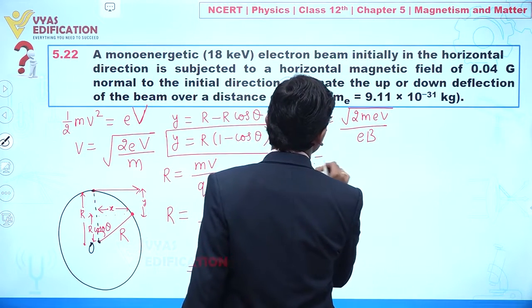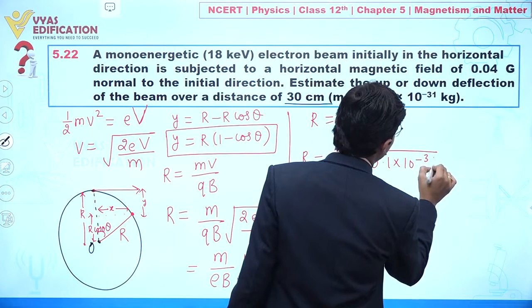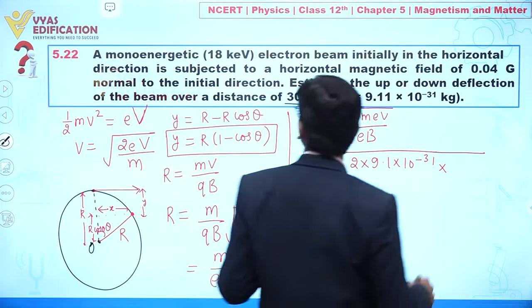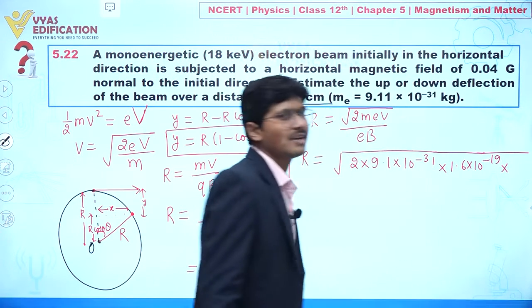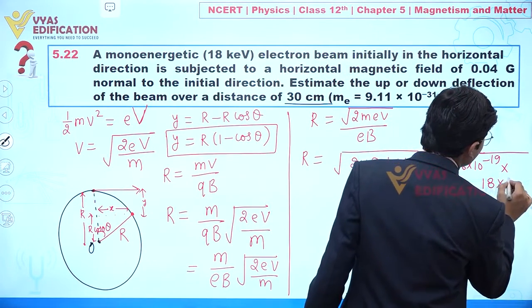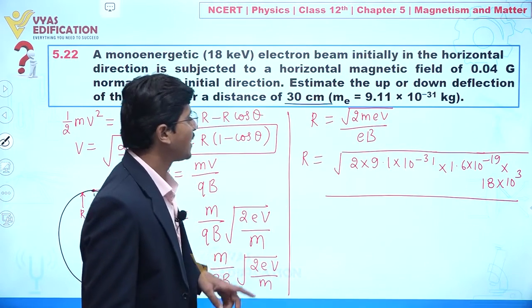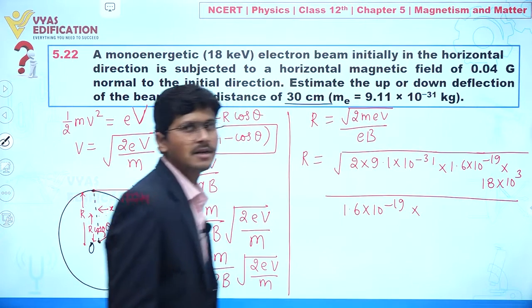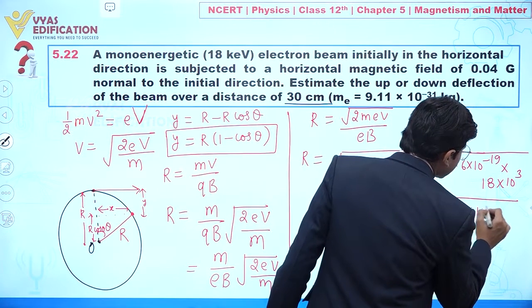So I am writing all the values here. First, the mass of the electron, which is given in the question, 9.1 into 10 to the power minus 31. Clear? Multiply the charge of an electron, 1.6 into 10 to the power minus 19. Clear? The potential difference is given to you as 18 kilovolt, so we can write 18 into 10 to the power 3 volt. This is also in a square root. It is divided by 1.6 into 10 to the power minus 19 multiplied with B. B is given to you as 0.04 Gauss, so we can convert into Tesla like this.